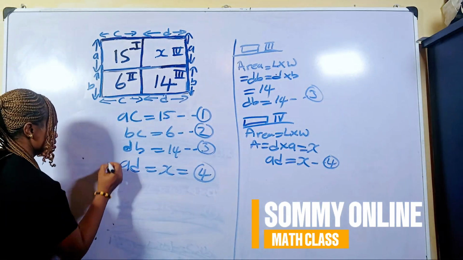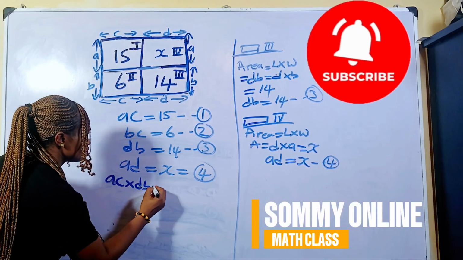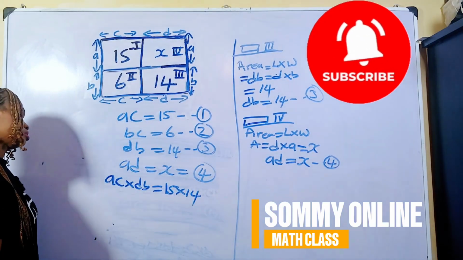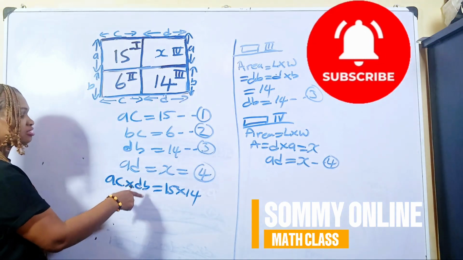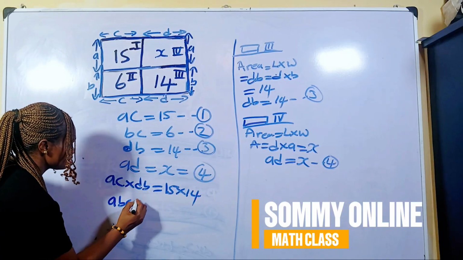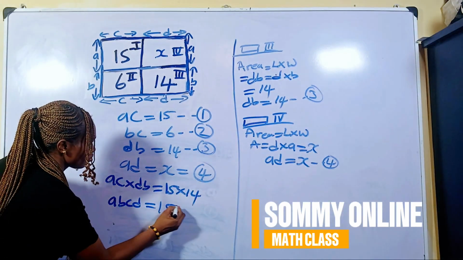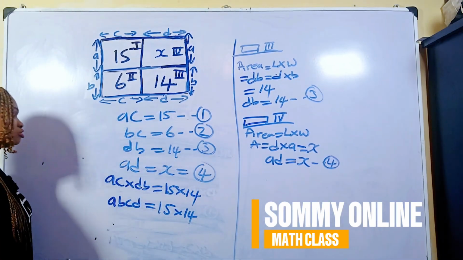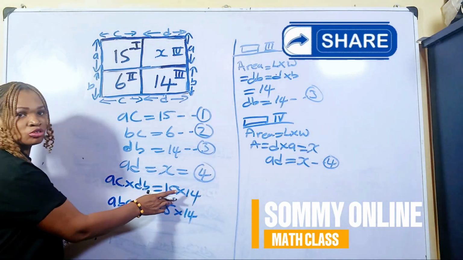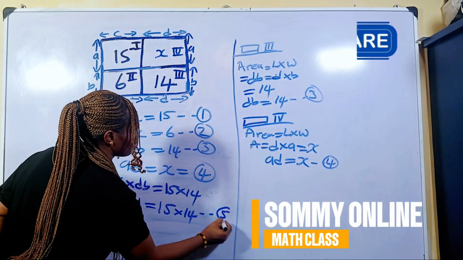Now, equation 1 is AC multiplied by DB, which equals 15 multiplied by 14. And AC multiplied by DB is the same thing as A, B, C, D multiplied together, which equals 15 multiplied by 14. So let's call this equation 5.